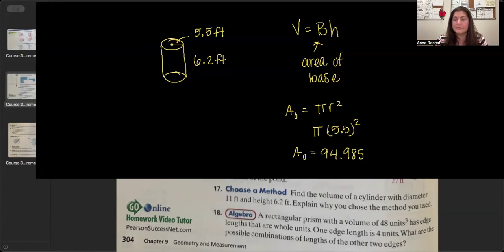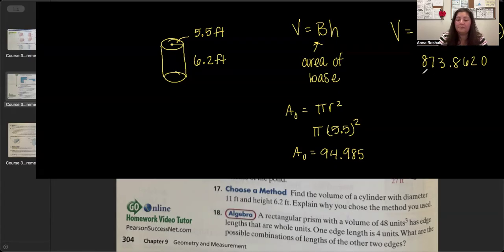I don't know why that has this thing over here. So the volume is going to be 94.985. And we're going to take that, we're going to multiply that by 6.2. So what you will see when you multiply these two on your calculator, you won't see the 0, but you know that 2 times 5 is 10. So really 0 will be the last number in this particular case.